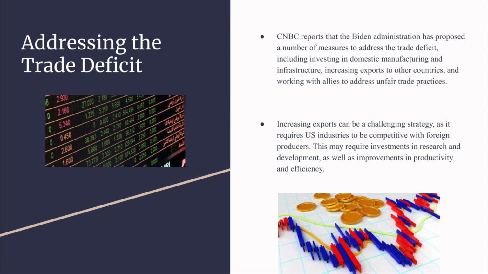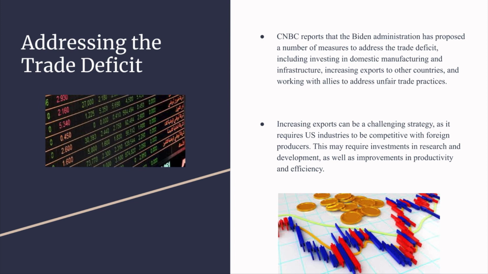Part 4 would be addressing the trade deficit. There are several strategies that can be used to address the trade deficit, including increasing exports, reducing imports, and implementing policies to support U.S. industries.